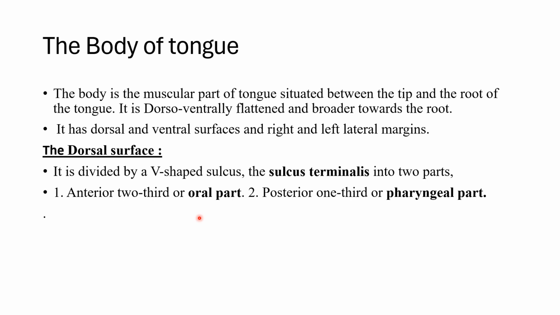That means when you see it from the lateral aspect you will see that it is flat, but when you see it from above or from below, you will see that it is broader towards the root, that is broader posteriorly, and the tip is very pointed. The dorsal surface has the sulcus terminalis, a V-shaped sulcus which divides the dorsal surface into the anterior two-thirds or the oral part, and the posterior one-third, the pharyngeal part.